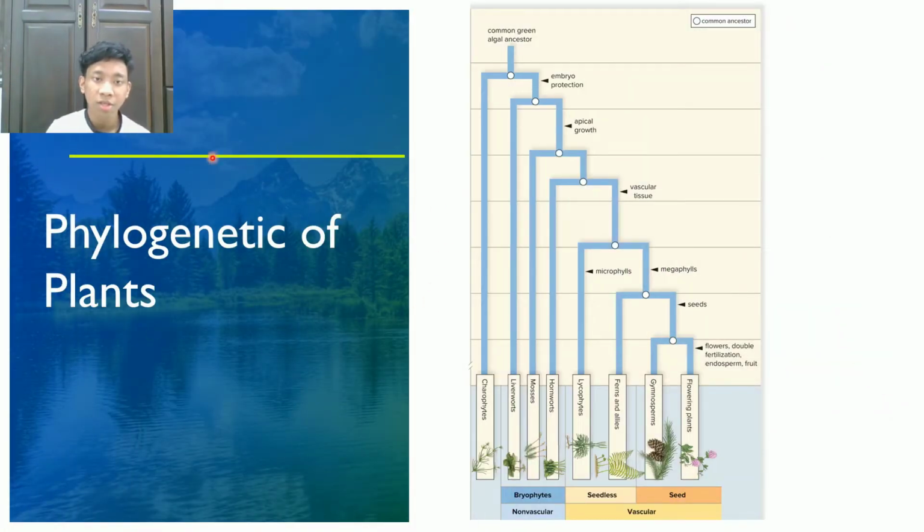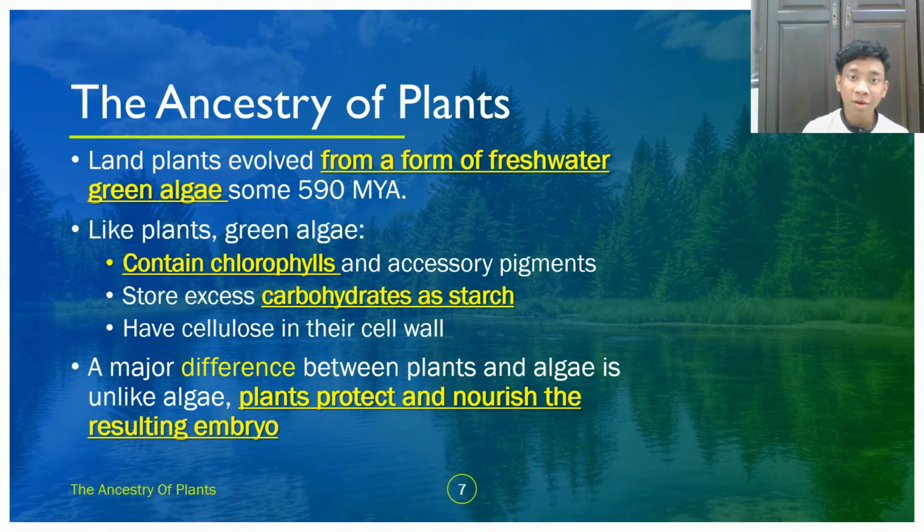Here is the phylogeny of plants. We can see that the common green algae ancestor evolved and developed structures that help them to adapt to life on land. First, they developed embryo protection, then apical growth, then vascular tissue. After that, they started to have microphylls or megaphylls, then seeds, and the last one, they developed flowers.